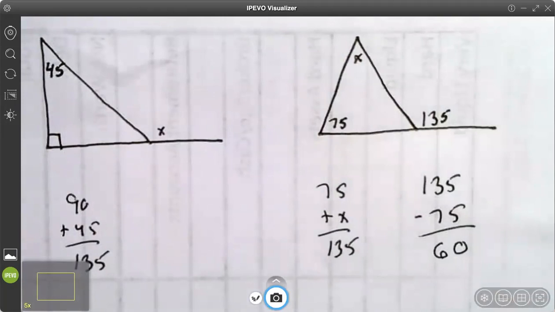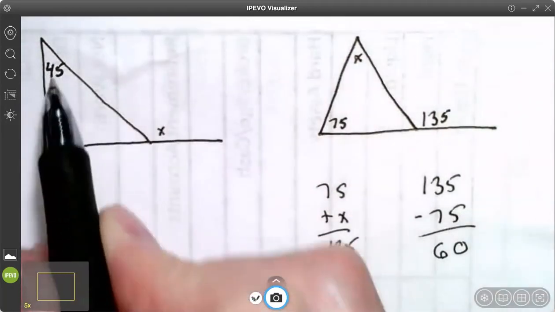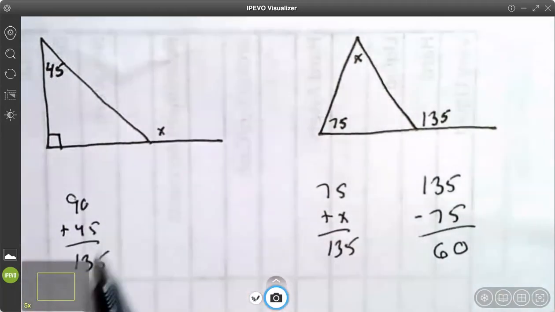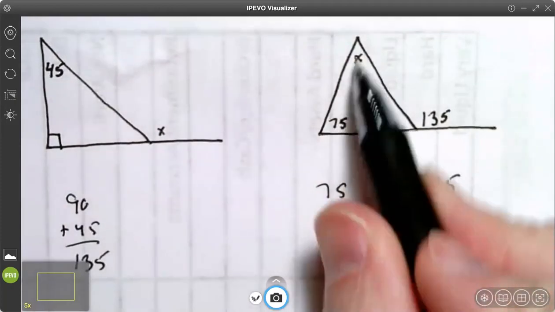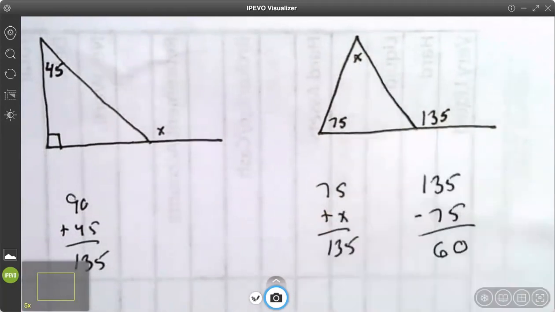The answer is 60. One more time. This exterior angle is the same as the sum of these two. So 90 plus 45 is 135, X is 135. If you just know one of these opposite side angles, then subtract the one you know from 135 to get the one you don't know.